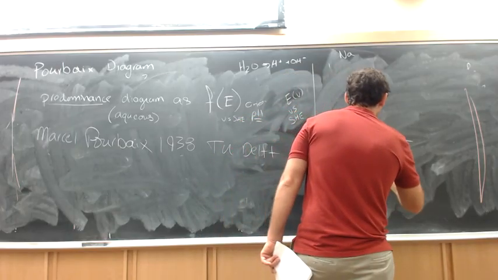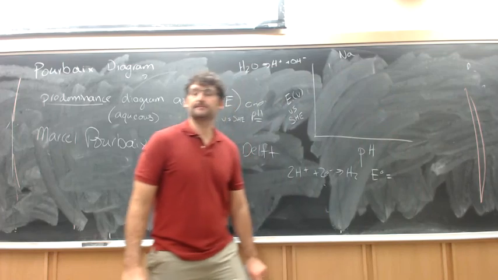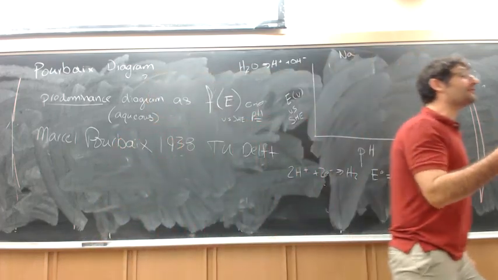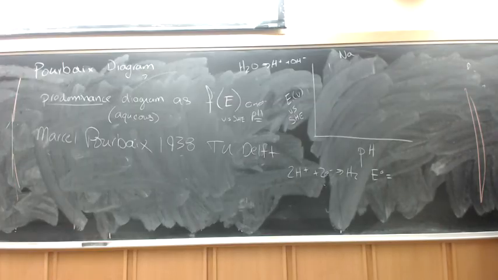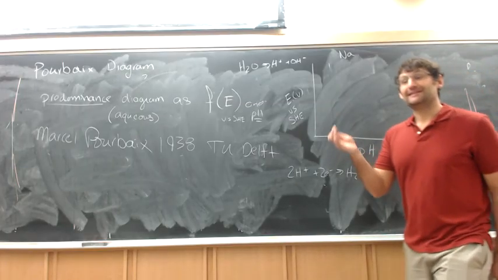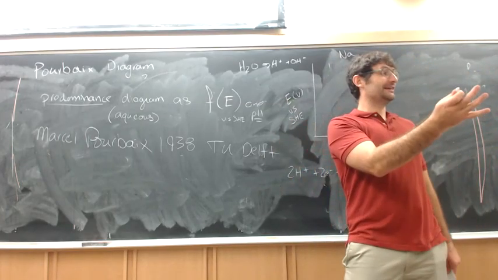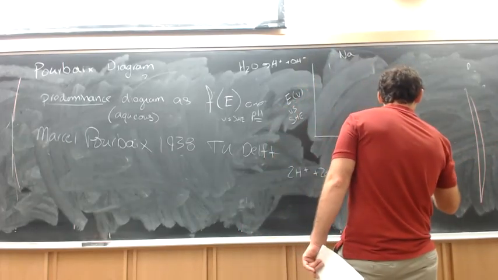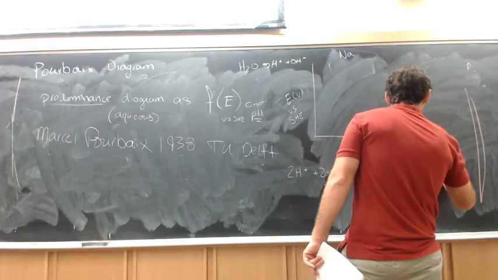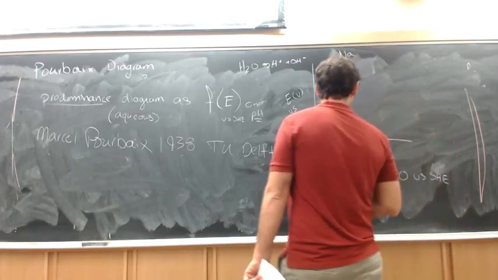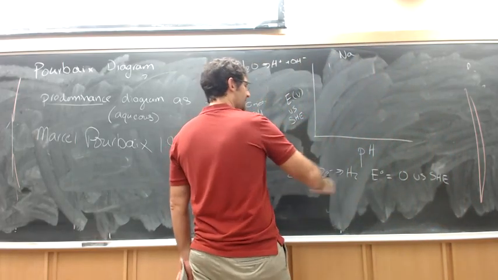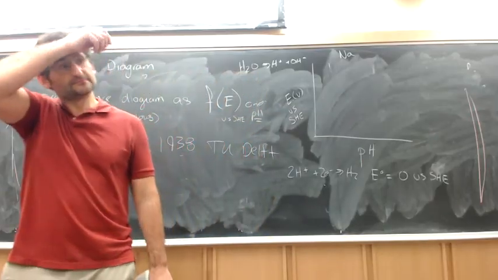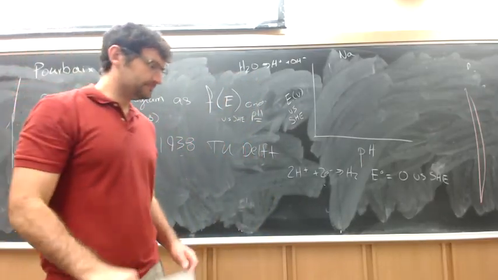This has an E naught equal to what? Okay, yeah. It depends what our reference is, right? It depends on the reference. So it's 0 versus standard hydrogen electrode, right? Good, okay. This is 0 versus NHE or SHE. So we can plot that here. What pH is this? Yeah, pH 0. Why is it pH 0, Liam?